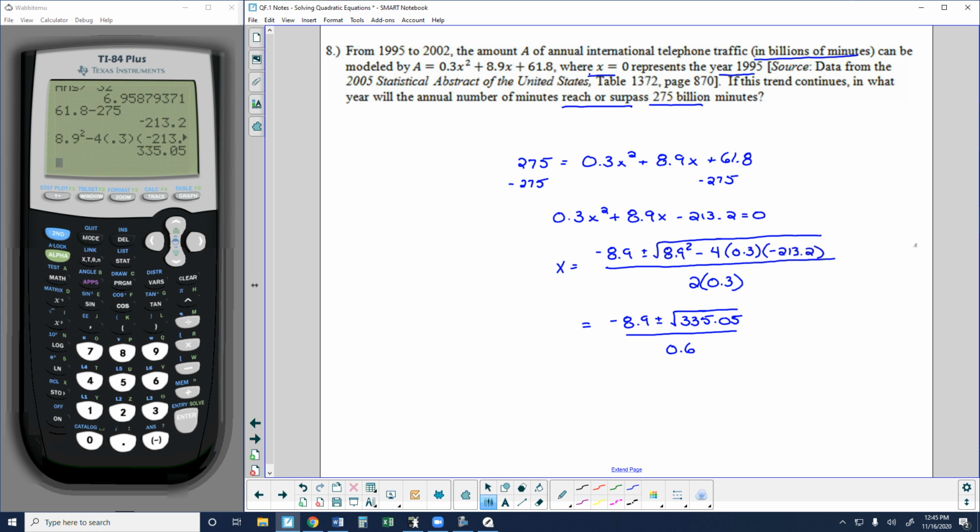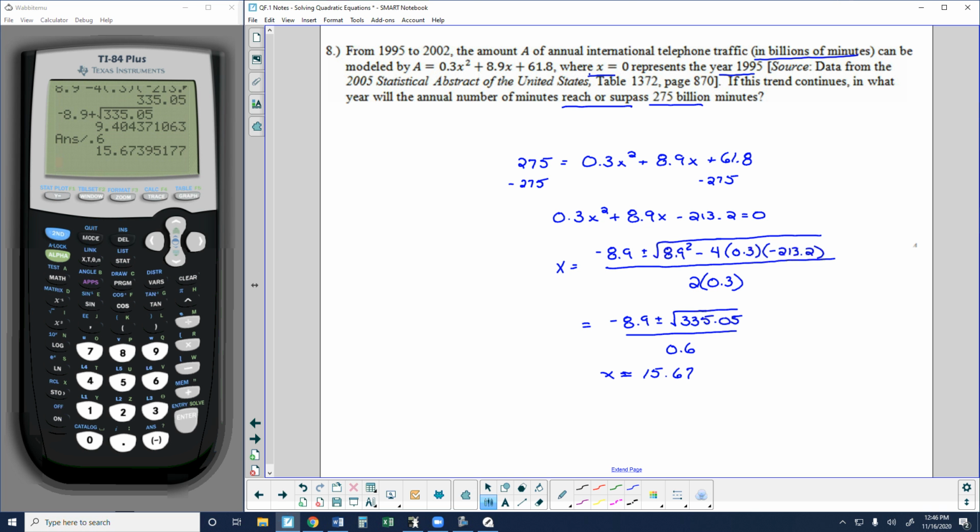So we simplified the equation. Now we're going to let the calculator work. Let's do negative 8.9, plus the square root of 335.05, and then that is going to be divided by 0.6. Our solution here is going to be a positive answer, so this is going to represent our problem appropriately. Last time we had a negative answer, so I had to find the second option. This is a positive answer, so this is going to represent a positive year. So we can use this answer. x is approximately 15.675.